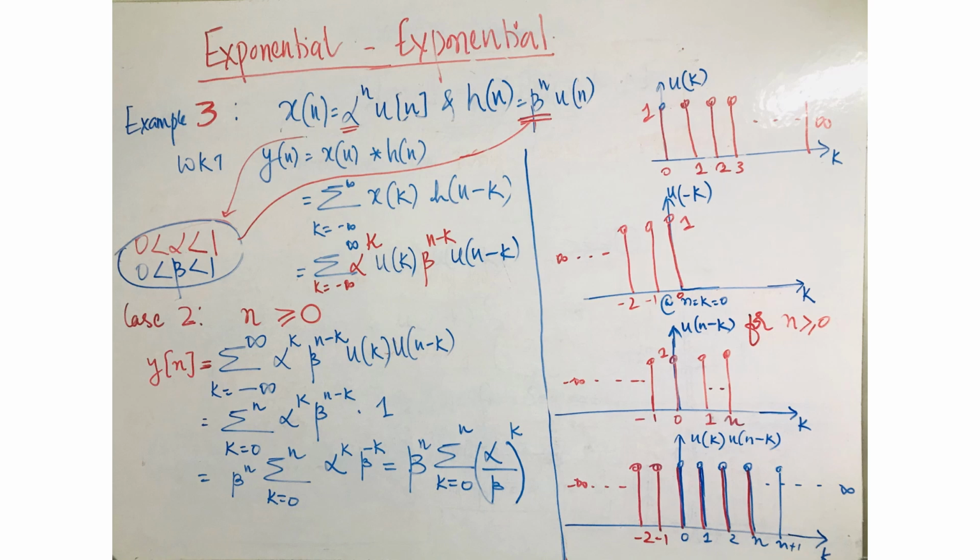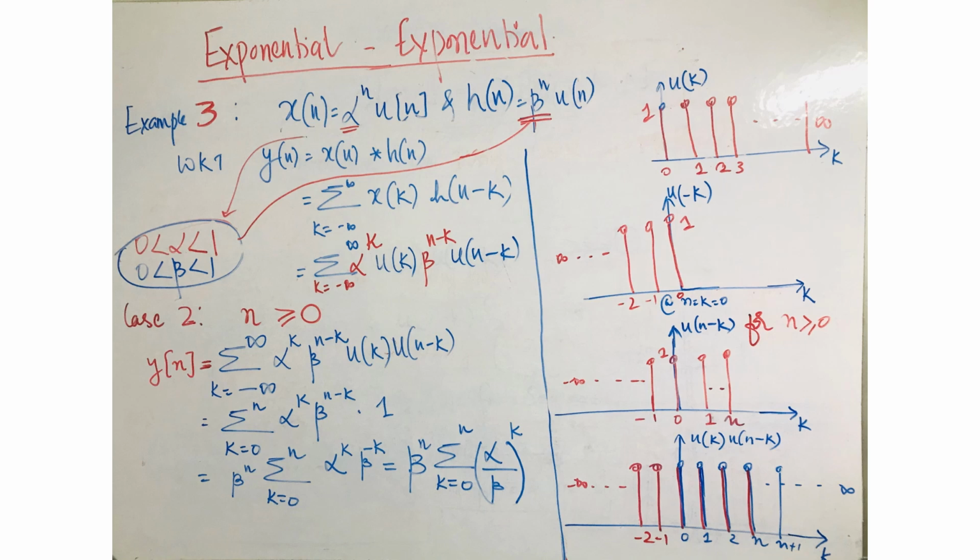If you observe, when we multiply u of k and u of n minus k between the range minus infinity to plus infinity, only between the range 0 to n will both the signals overlap. By changing this limit in the summation, we will get summation k equal to 0 to n alpha to the power k beta to the power n minus k, and this product u of k and u of n minus k is 1 for the range 0 to n.